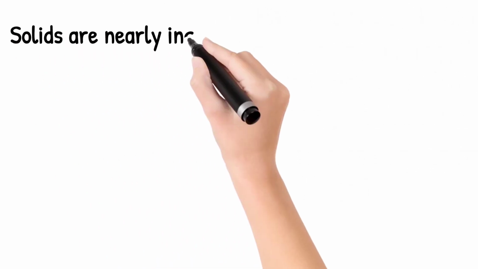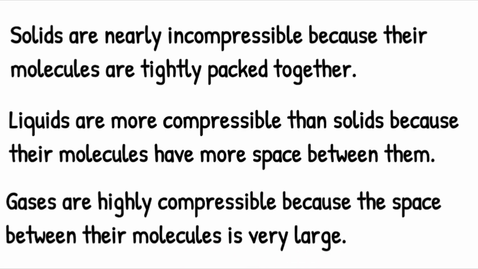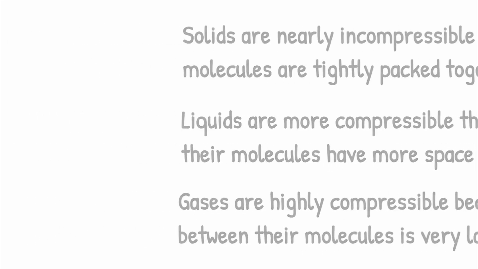Now the next one is compressibility. Solids are incompressible, though sometimes they are compressible. A sponge is compressible because it has tiny pores in which air is filled. That's why it is compressible. Liquids are more compressible than solids because there is more space between their molecules. Gases are highly compressible because the space between their molecules is very large. Here you can take the example of a syringe. A syringe filled with air is more compressible than a syringe filled with water.